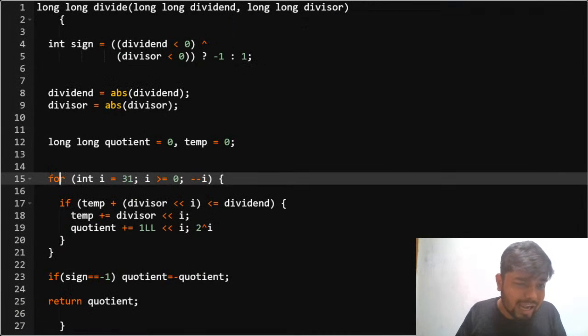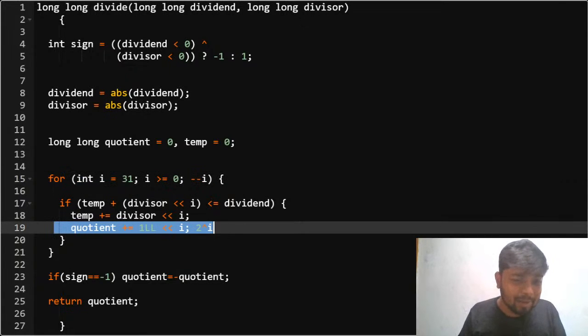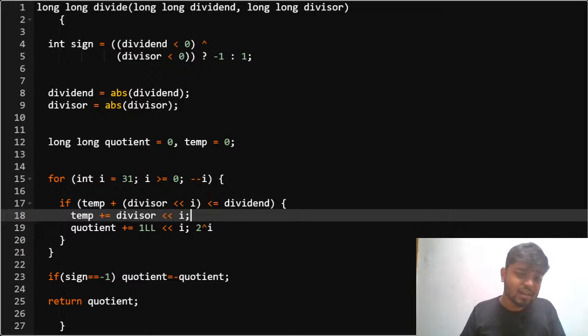So that is why I'll try to find the highest set bit, right? And I'll try to represent the quotient in the form of binary. Whichever bit I find is set, I'll add it into my quotient, and at the same time I'll keep on incrementing my temp with the divisor into 2 to the power of I. So this is what I'm saying, 8 into 2 to the power of I will get added to my temp, and apart from this my quotient will get 2 to the power of I, right? Everyone is clear with this part?